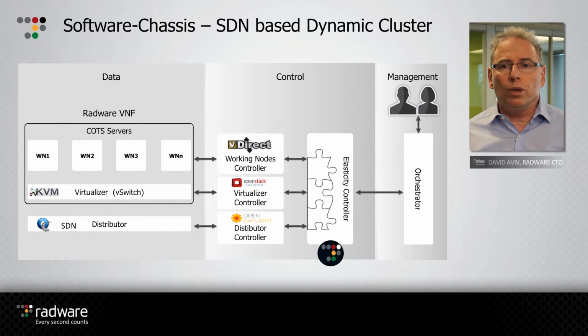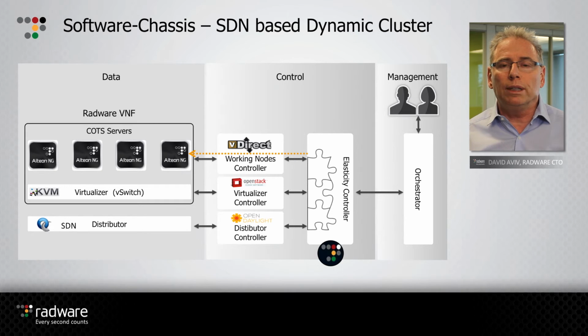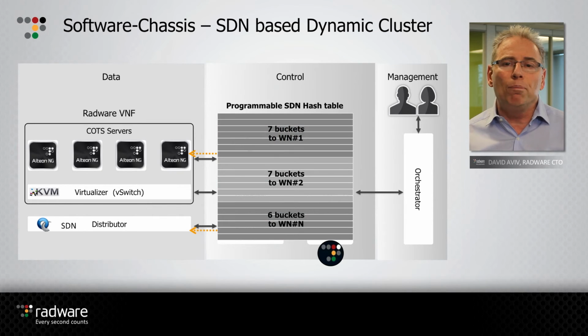The software chassis, as you can see here in that slide, runs an application which is actually distributing and onboarding first our virtual appliances. After onboarding the virtual appliances and creating a VNF, we run the VNF and we distribute the traffic by computing a hash, a programmable hash.